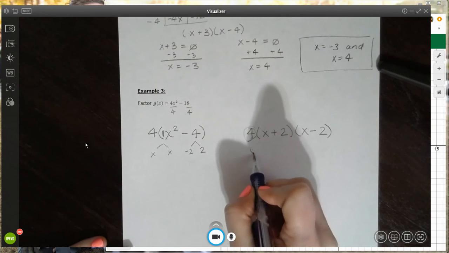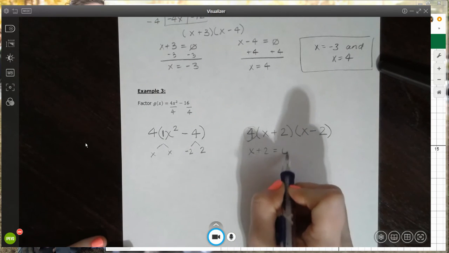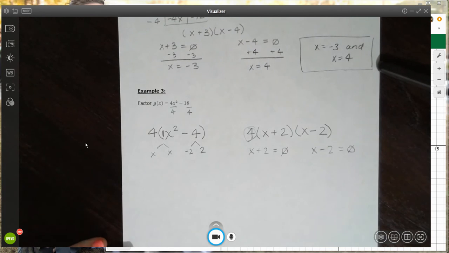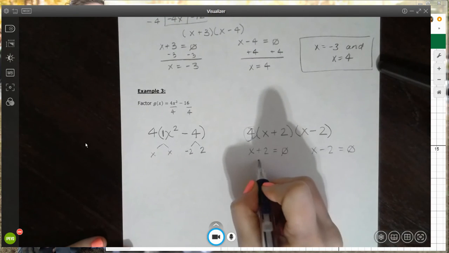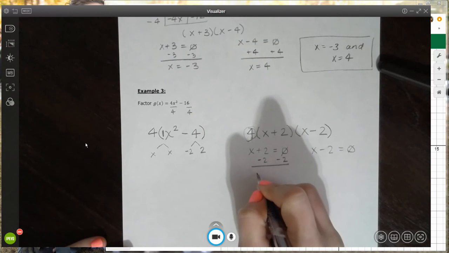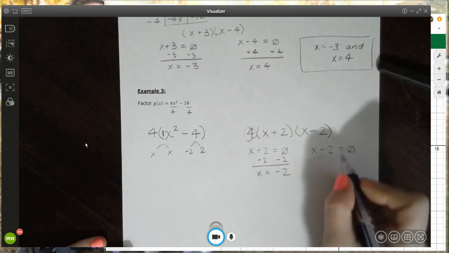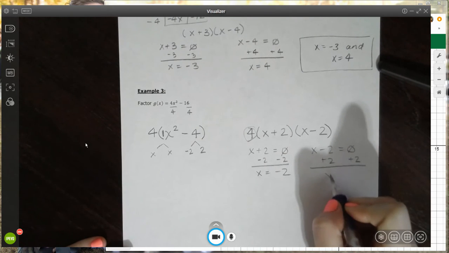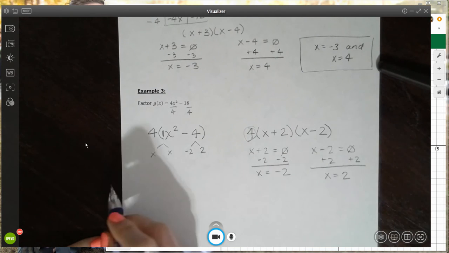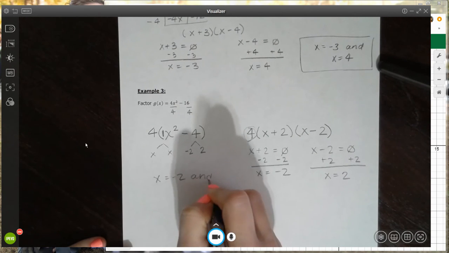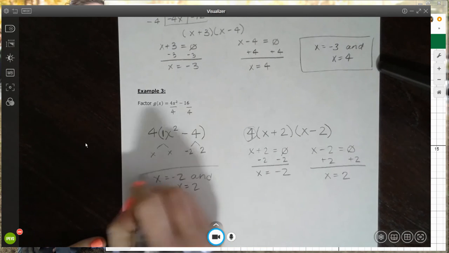So I only need to deal with x plus 2 being equal to 0 and x minus 2 being equal to 0. So then I would subtract 2. So I'll have x equals negative 2. And here I'll have x equals positive 2. So here my roots are x equals negative 2 and x equals positive 2.